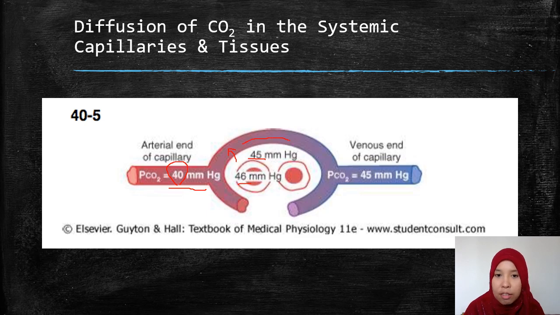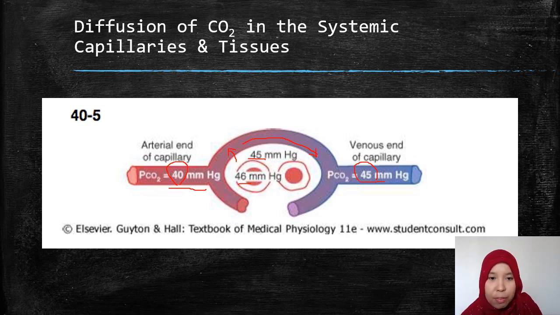continue until the level of carbon dioxide in the blood and in the tissue is equivalent. So at the end of the day, you have the same level of carbon dioxide in the blood and in the tissues. As you can see here, now it's 45 millimeter mercury, which is the same as the one in the tissues, right?